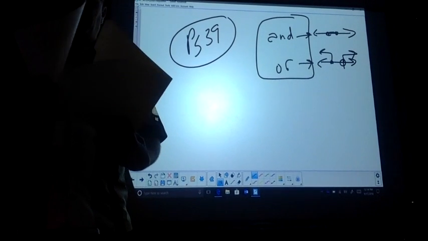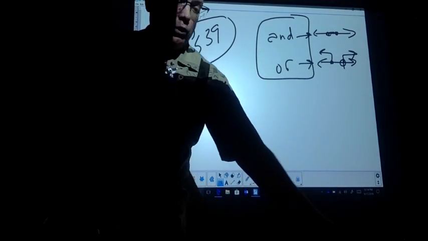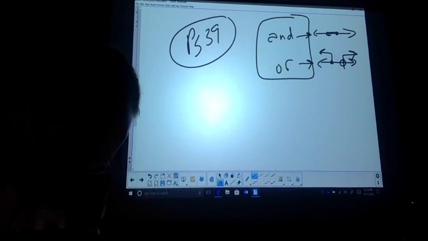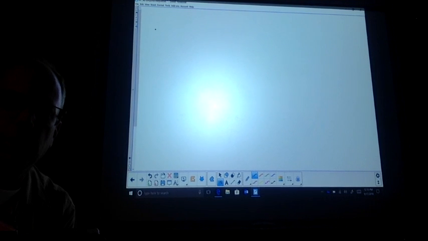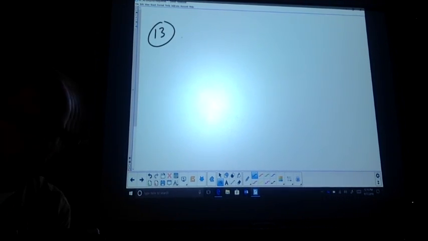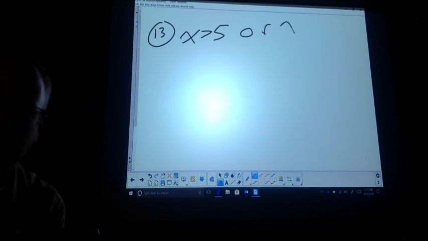So what questions come up on that worksheet? I know all of you should have it right because you had my work. But was there anything? Yeah. Number 13. Let's take a look. So we have x is greater than 5 or x is less than 3.